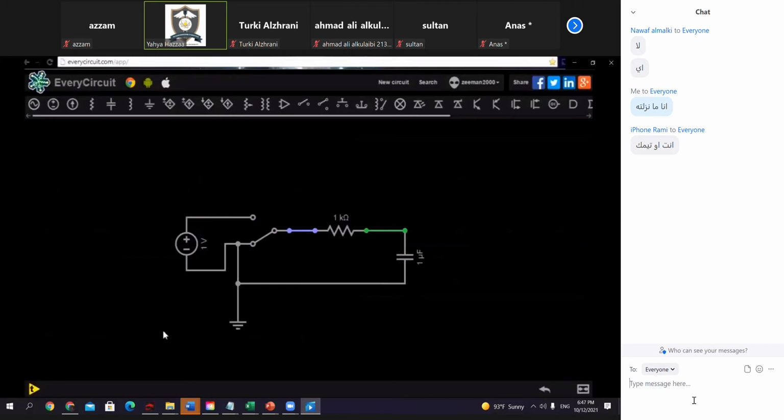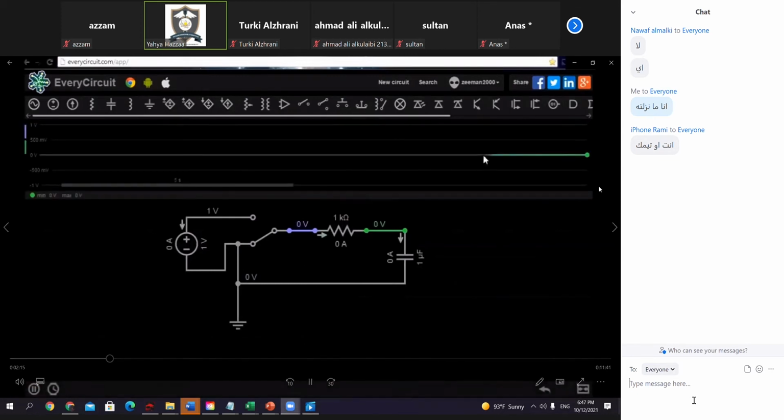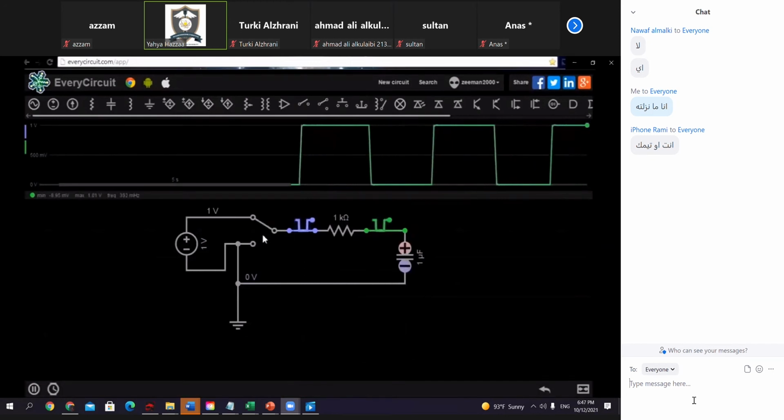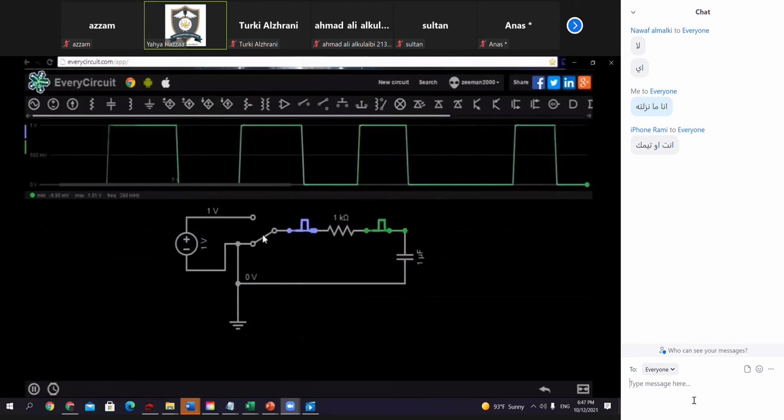Notice the wires are now coloured blue and green. We start the simulation and we can see a steady 0 volt waveform showing in the area above the workspace. We can now flick the switch between each pole and see the rise in the waveform. We need to slow the speed of the simulation down in order to see the capacitor charge and discharge.